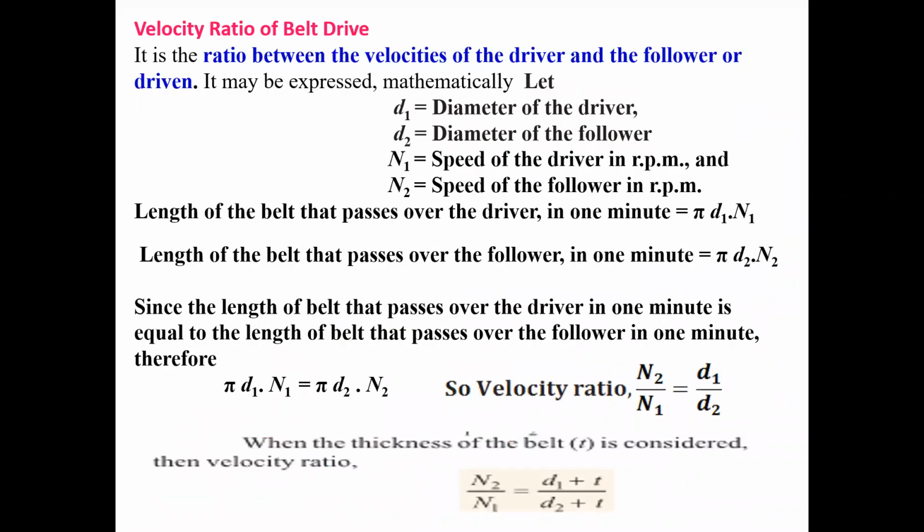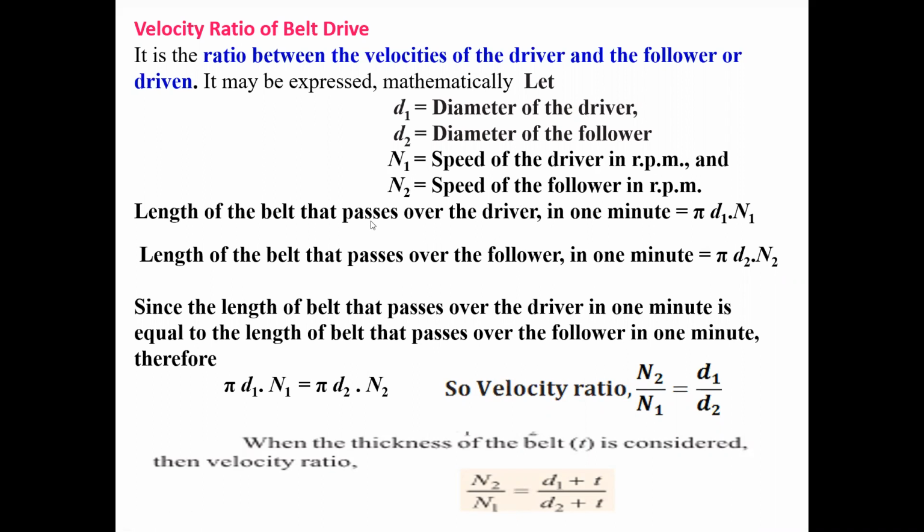And next topic, velocity ratio of the belt drives. Now all of you observe, what is the meaning of velocity ratio? It is simply the ratio between the velocities of the driver to the driven or follower, and that is known as the velocity ratio. Before writing the velocity ratio, let us know some symbol notations. Small d1 indicates the diameter of the driver and d2 the diameter of the follower or driven, and n1 is the speed of the driver and n2 the speed of the follower or driven.